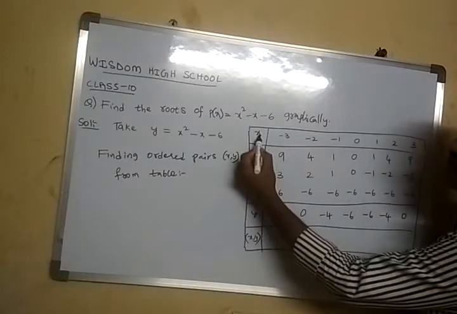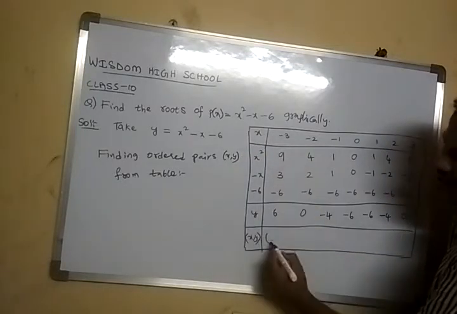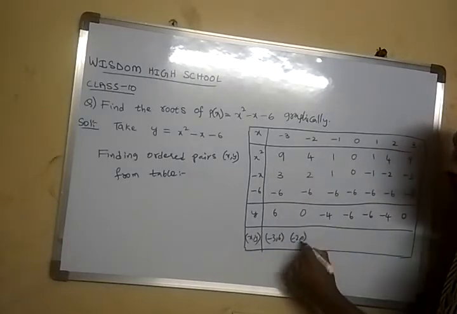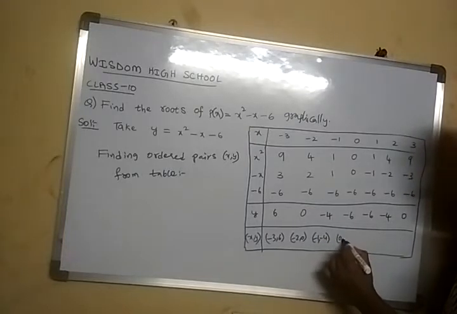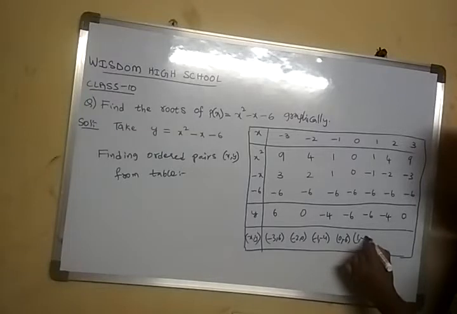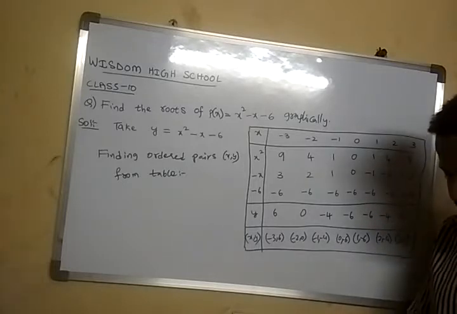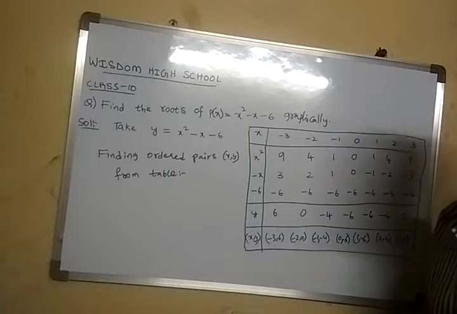Now whatever the x values you have taken, whatever the y values you got, you just write in the brackets: minus 3 comma 6, and minus 2 comma 0, and minus 1 comma minus 4, 0 comma minus 6, 1 comma minus 6, 2 comma minus 4, 3 comma 0. After getting these ordered pairs, you need to draw the graph.